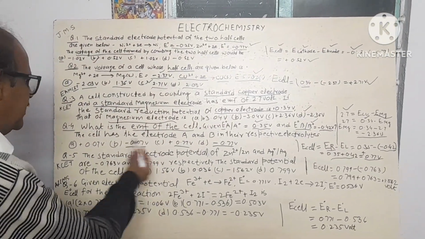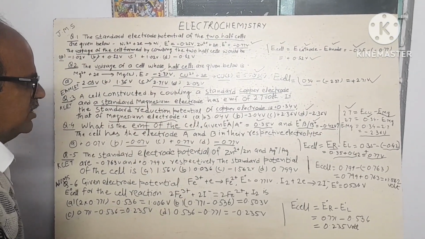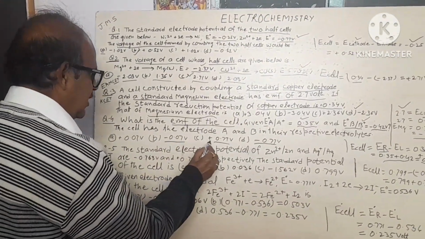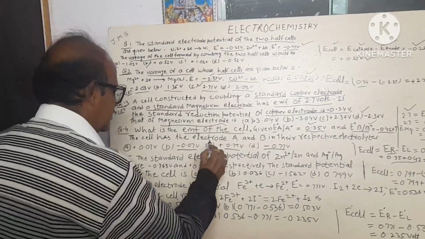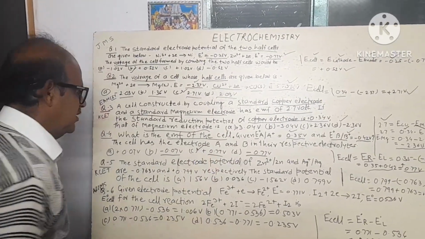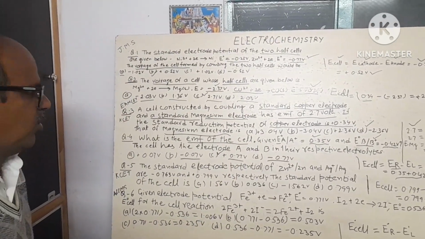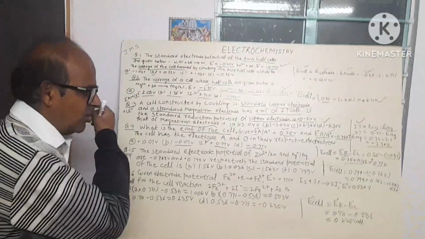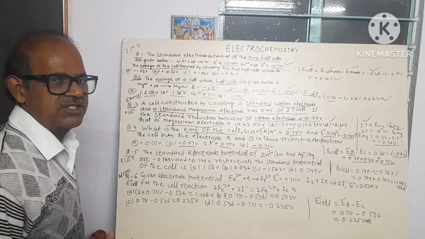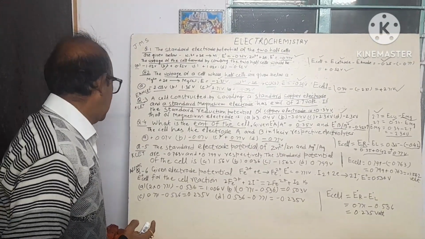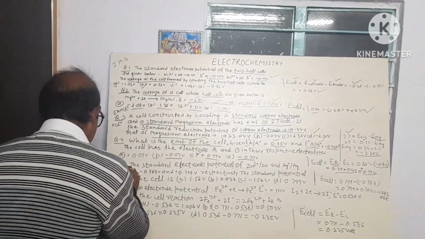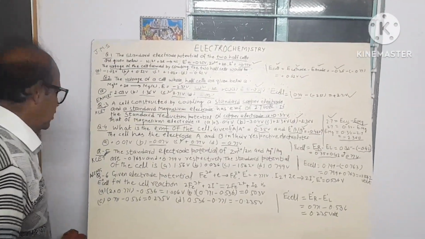Now just see where the plus 0.77 is. Here minus is also there, plus is also there. See option C, 0.77 volt. Correct? You can solve this question quickly in the examination hall. Now the next question, question number 5, I am solving for you.